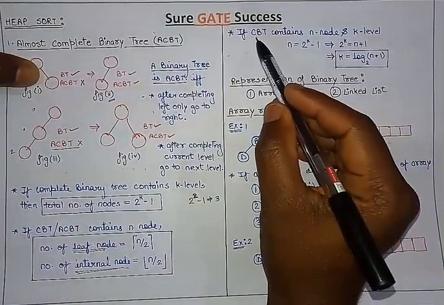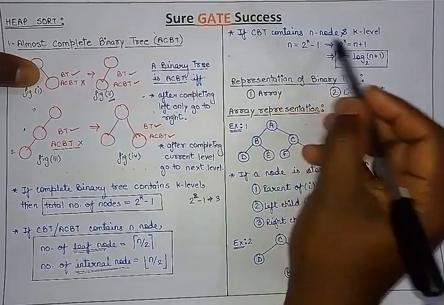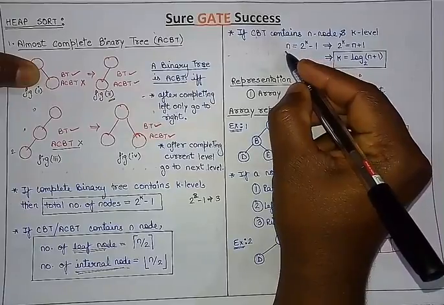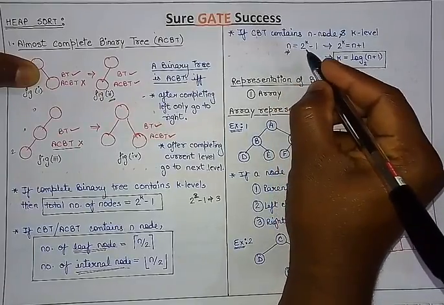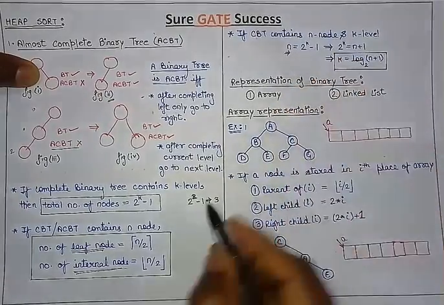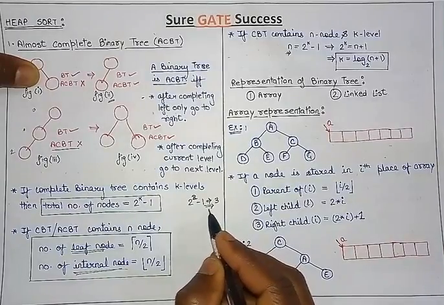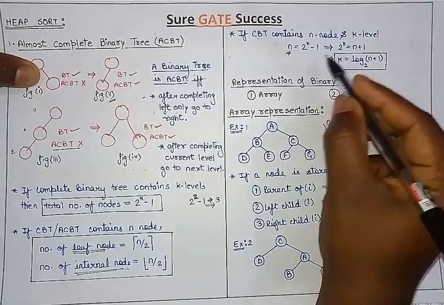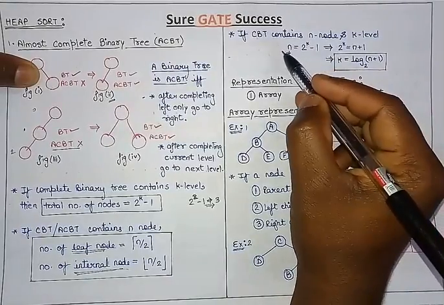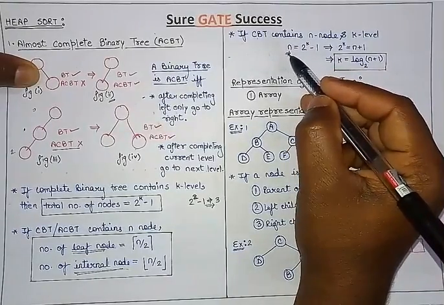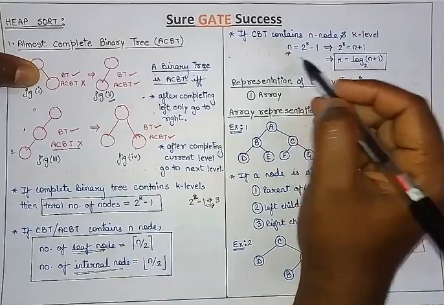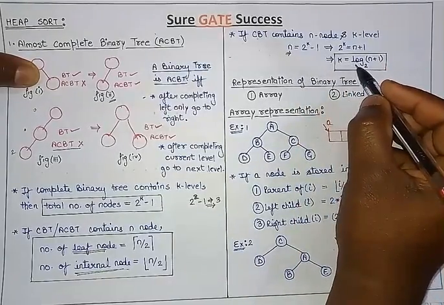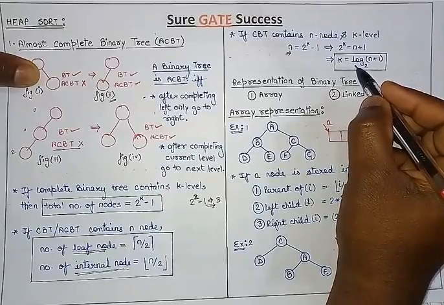Third point: if a complete binary tree contains n nodes and k levels, then the number of nodes will be equal to 2 to the power k minus 1, as we have done here. Using this we can find the value of k. The 1 comes to the left side, so it becomes n plus 1, and we apply log on both sides. So the k value will be log base 2 of n plus 1.